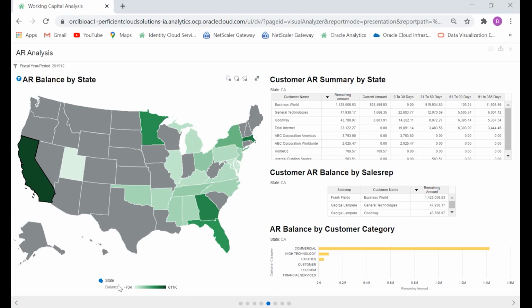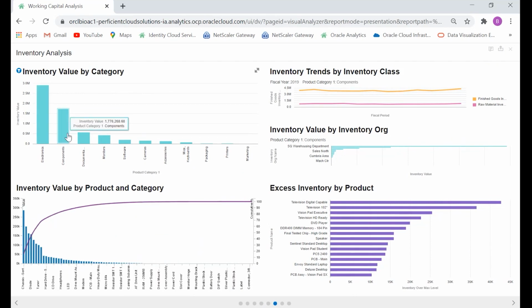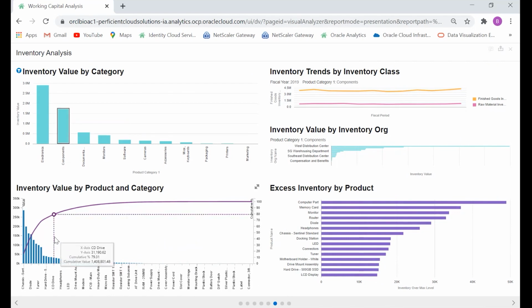The next page focuses on the least liquid of the current assets, inventory. The first visualization highlights the inventory value by item category. This visualization is used to filter the other charts on this page, beginning with a Pareto analysis that identifies the 20% of items that represent 80% of the investment in an inventory category. For a more operational perspective, charts identify where organizationally the inventory is held and items having excess quantities based on their inventory management profile or max stock levels.